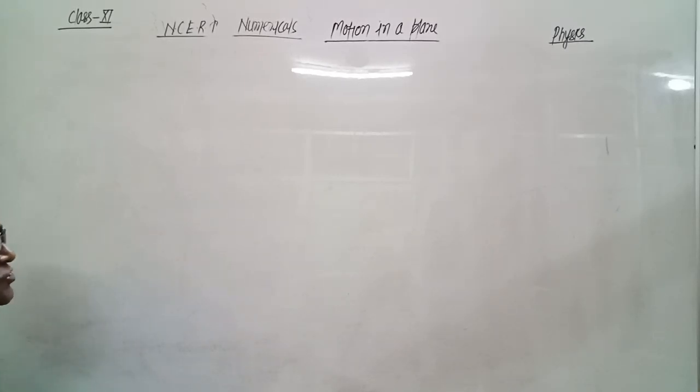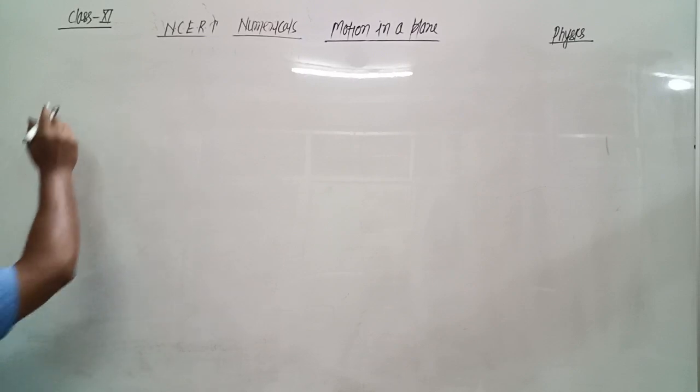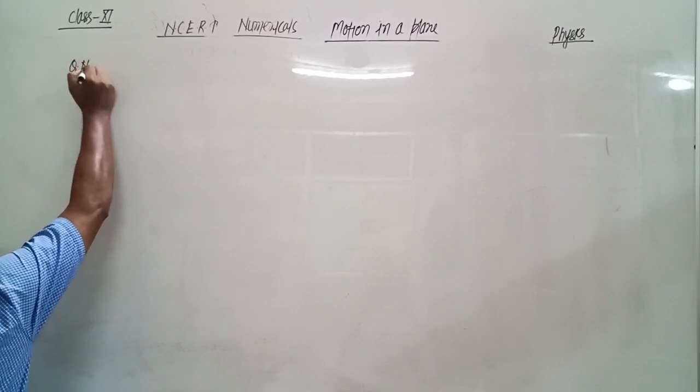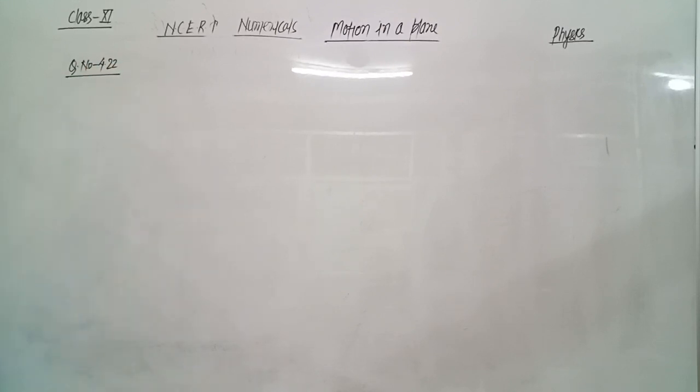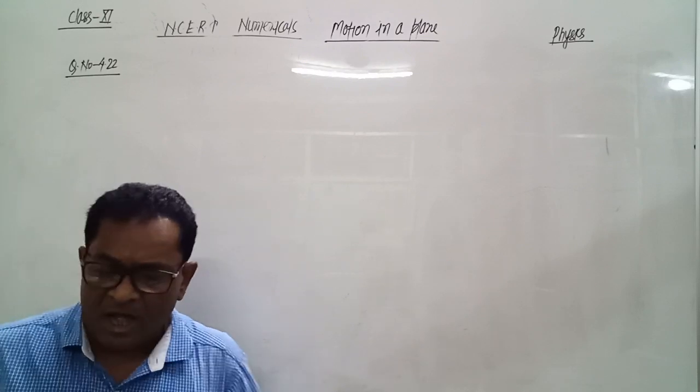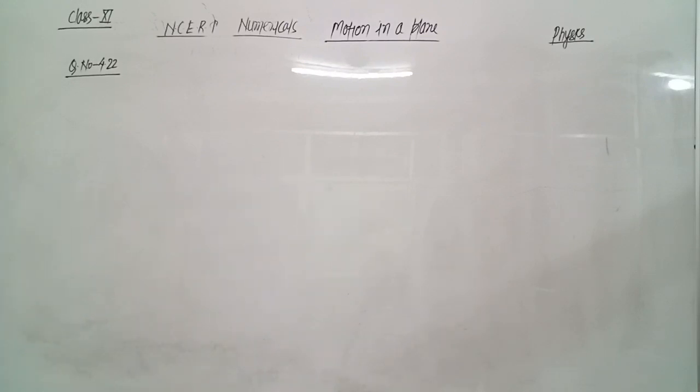We continue chapter numericals on motion in a plane. Let us see question number 4.22. The question is: i cap and j cap are unit vectors along x-axis and y-axis respectively. What is the magnitude and direction of the vectors i cap plus j cap?